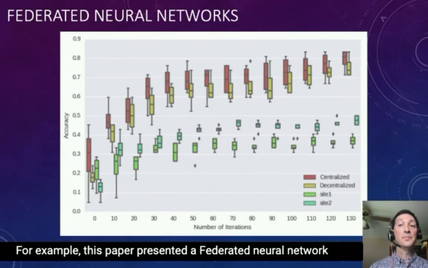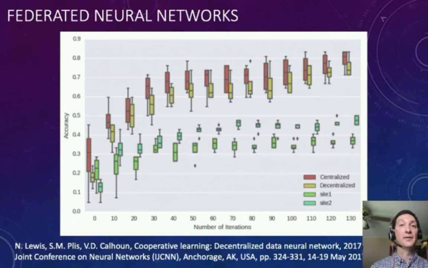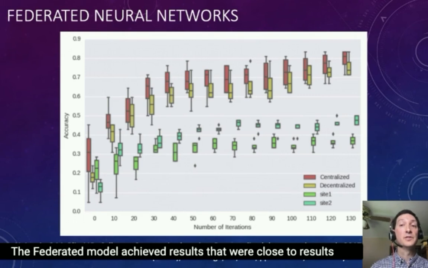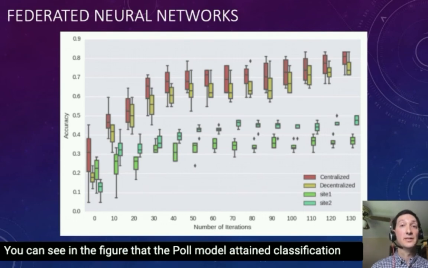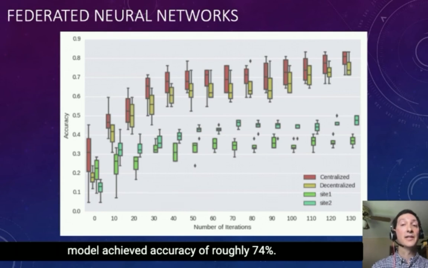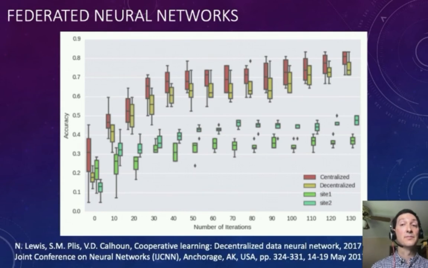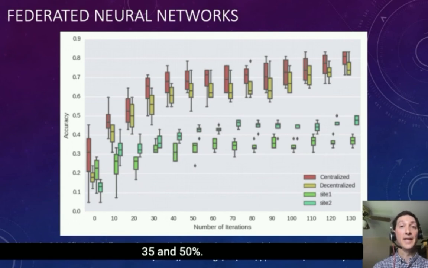For example, this paper presented a federated neural network classifier to differentiate smokers from non-smokers in real fMRI data. The federated model achieved results that were close to results achieved using pooled data and were far better than results from isolated sites. You can see in the figure that the pooled model attained a classification accuracy of about 80% after 130 iterations, whereas the federated model achieved accuracy of roughly 74%. Isolated sites performed the worst, with accuracies between 35 and 50%.